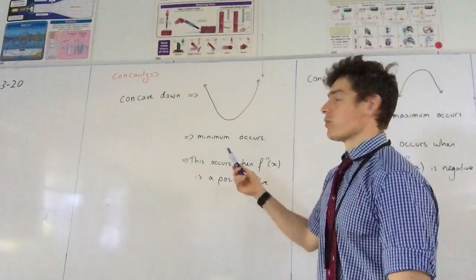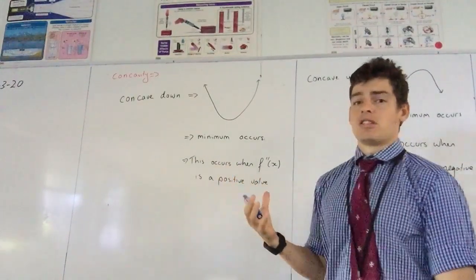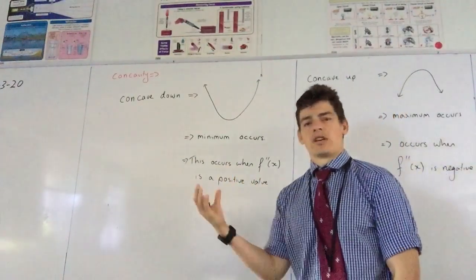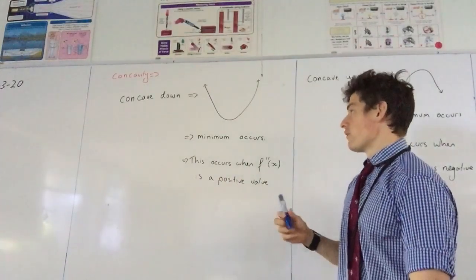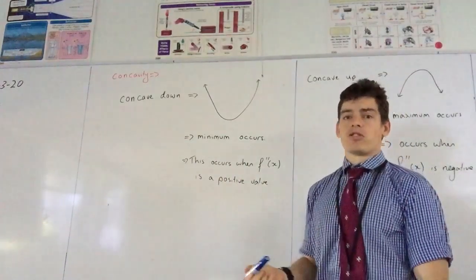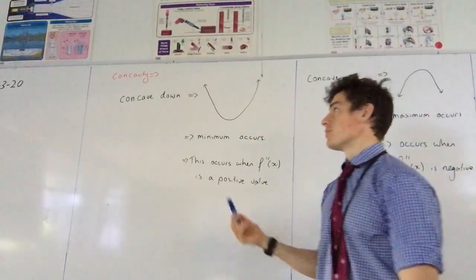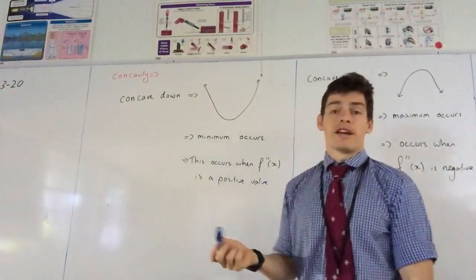Okay, concavity, as the name suggests, is dealing with shapes that are concave, which is like a U or an N. So to identify, there's two types of concavity. There's concave down and concave up, and as this diagram suggests, we're going to look at concave down first.